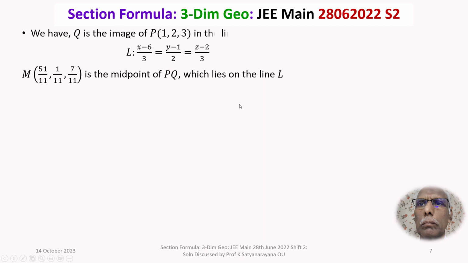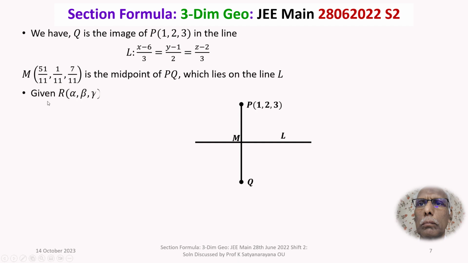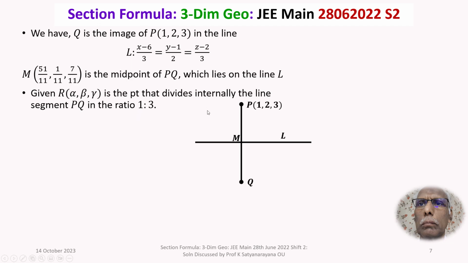That's what we have done so far. That's the diagram we have. So what is further given to us? Given R with coordinates alpha, beta, gamma is the point that divides the line segment PQ internally in the ratio 1:3. So this is the point R, alpha, beta, gamma. PR is 1 and RQ is 3, so let us say it is K is to 3K.